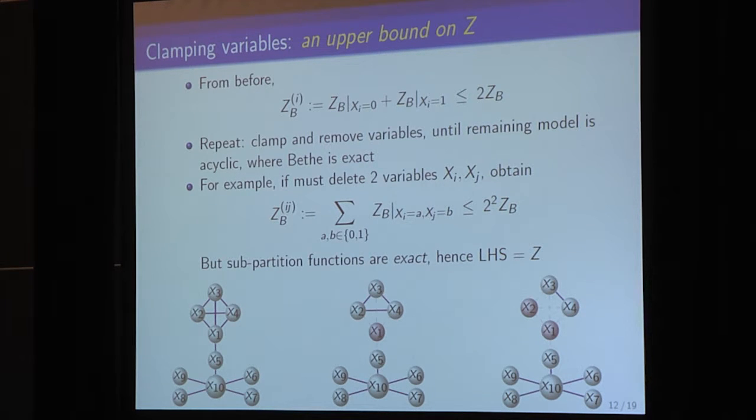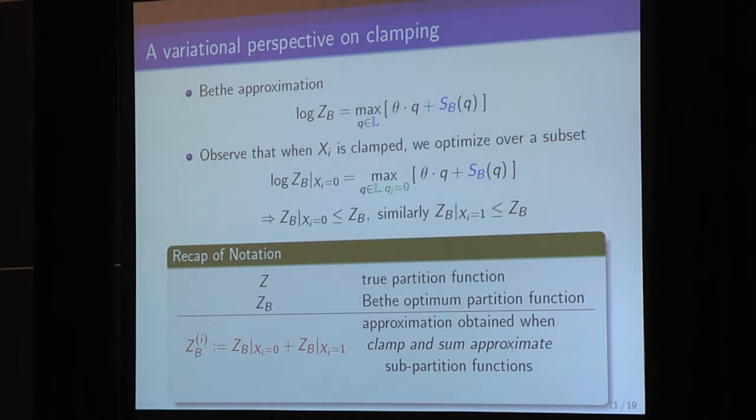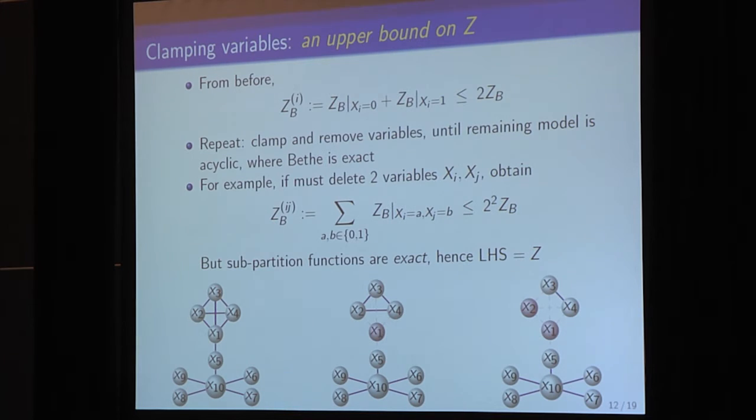So we're going to go from that simple observation to showing a simple, well, actually quite a helpful, upper bound on the true partition function. So let me just go back again. Remember, we've defined ZBI in this way. We're summing these two terms. And just above, we showed that each of those two terms is upper bounded by ZB. So almost trivially, we have that ZBI is upper bounded by 2ZB.